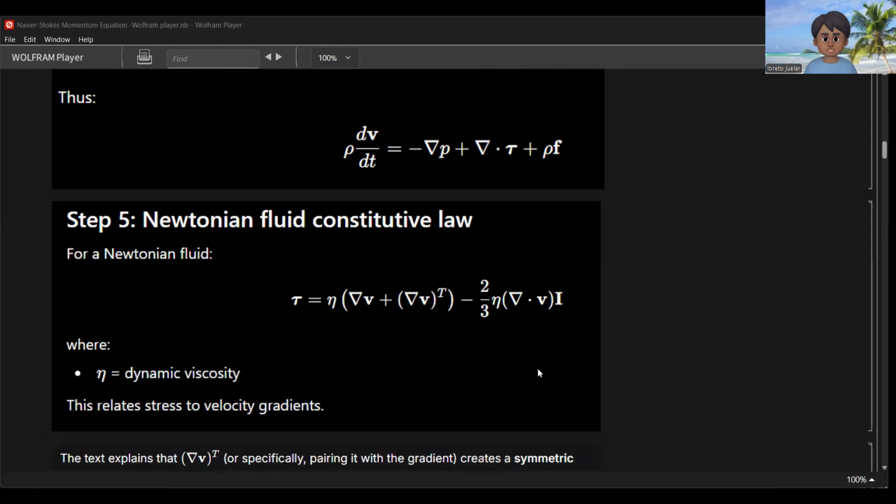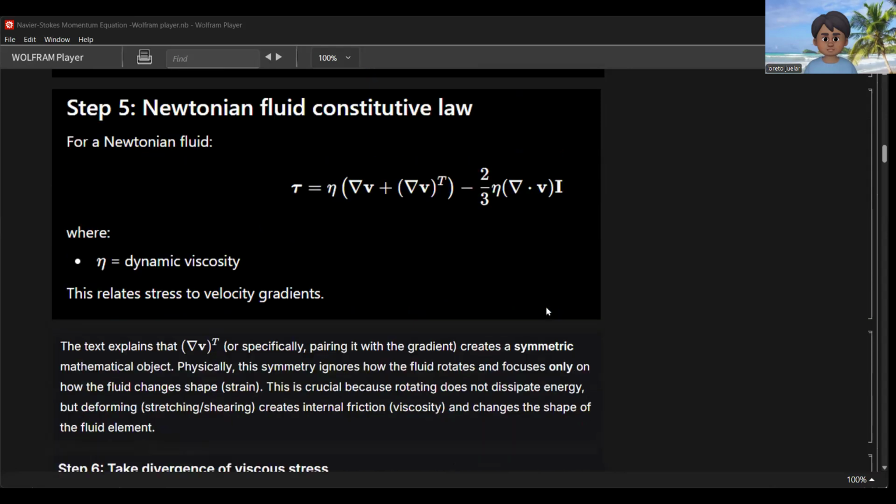So the Newtonian fluid constitutive law for a Newtonian fluid is this equation. This one is the transpose of the gradient. So we have the dynamic viscosity multiplied by the gradient of V plus the transpose of the gradient of V, minus 2/3 of the dynamic viscosity times the divergence of V times I, the identity tensor.